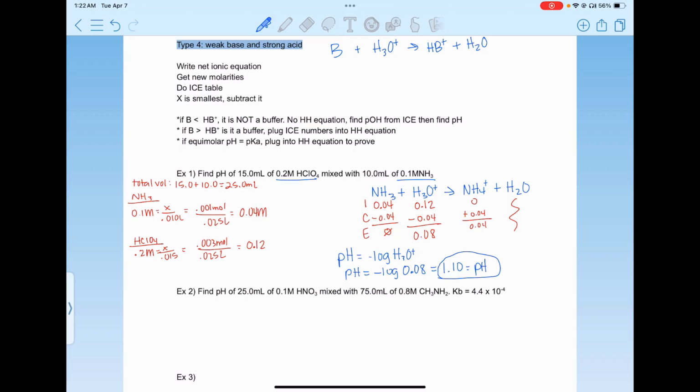So from here, it's pretty easy to calculate our pH. We don't need to do an HH equation, and we actually can't because this isn't a buffer situation. We're outside of that buffer capacity. We're actually beyond the equivalence point in the titration. So here, I can simply take the negative log of that H3O plus concentration, and I've got the pH, which is really acidic at 1.10. Moving on to example 2.